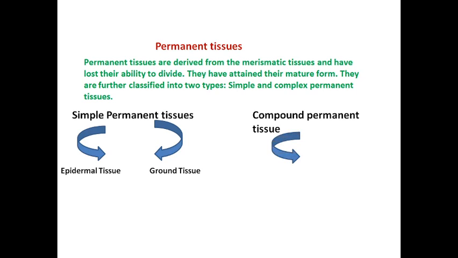Fine. Now this compound permanent tissue is also of two types and forms the vascular bundle of a plant.